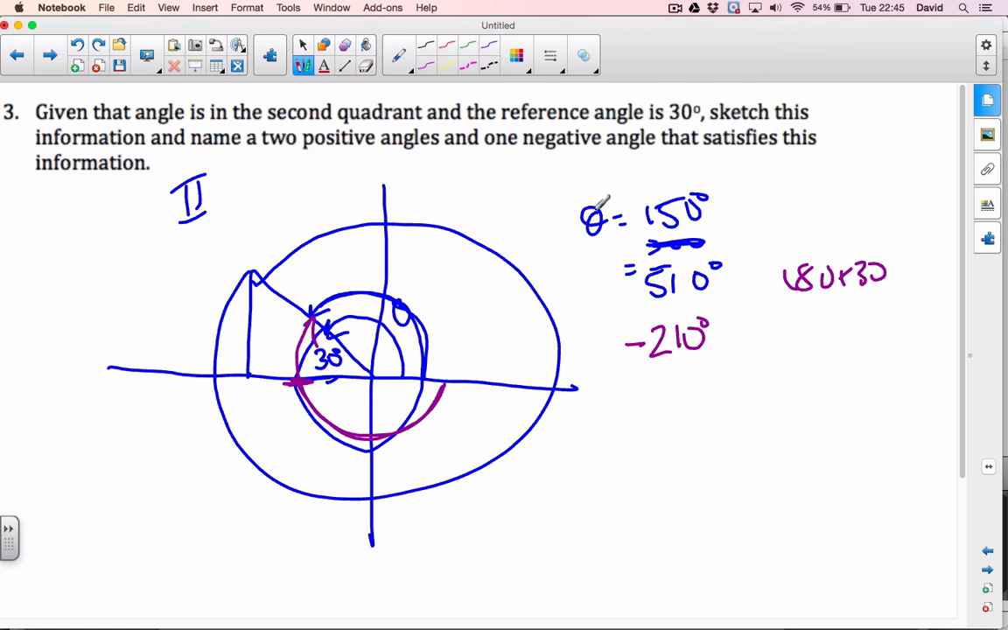So here are my 3 angles that satisfy, that have this terminal arm in this position with a reference angle of 30 degrees in the 2nd quadrant. There's your introduction to unit circle.